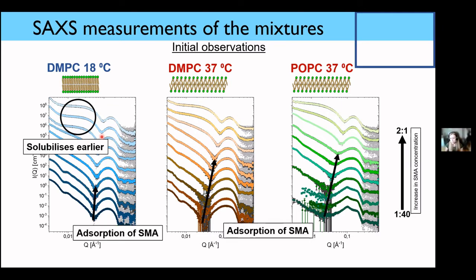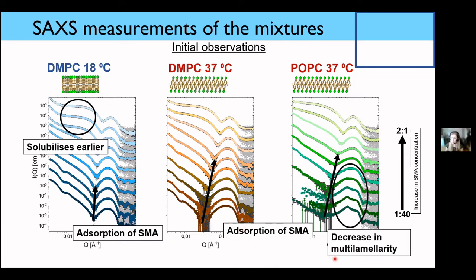Another thing is this change in the total contrast of the lipid vesicles with the solvent. Especially you can see it here for POPC, which has very low contrast in the beginning, and then as you add more SMA, the contrast increases. And this is indicative in all the cases that SMA is being absorbed onto the lipid vesicles in some manner.